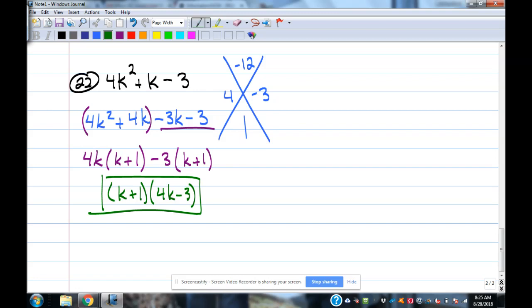How do we get the 4k minus 3? The 4k minus 3 is the stuff that's in front. One of your factors is going to be the matching piece. That's that guy. The other one is this stuff. That's the 4k minus 3. That's always how it's going to work there.